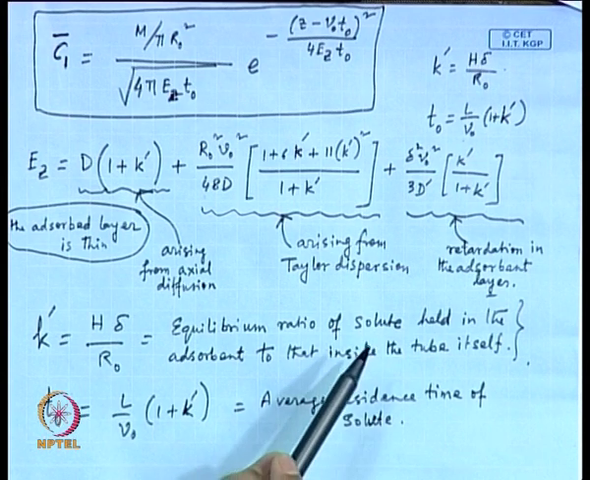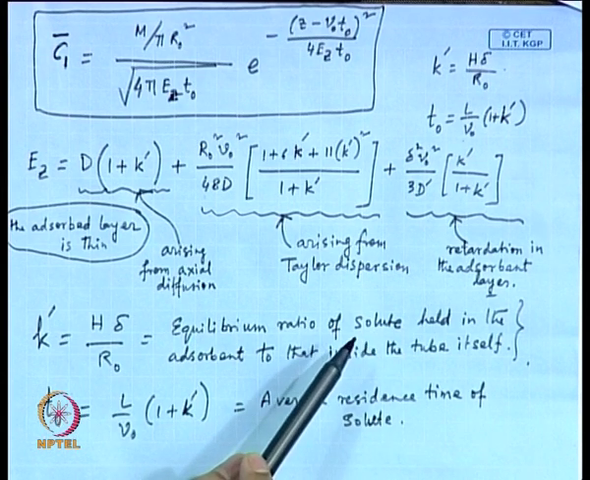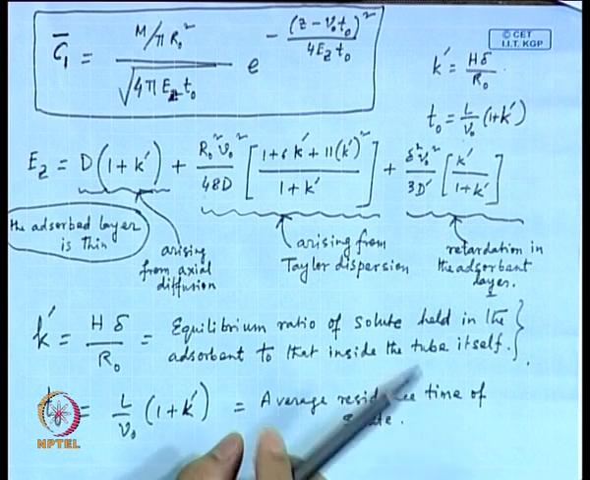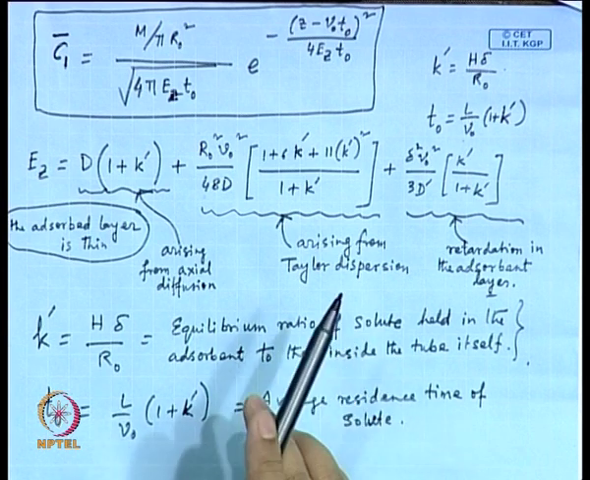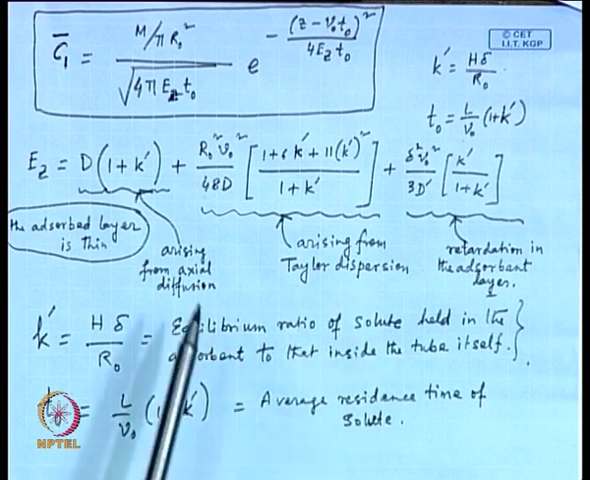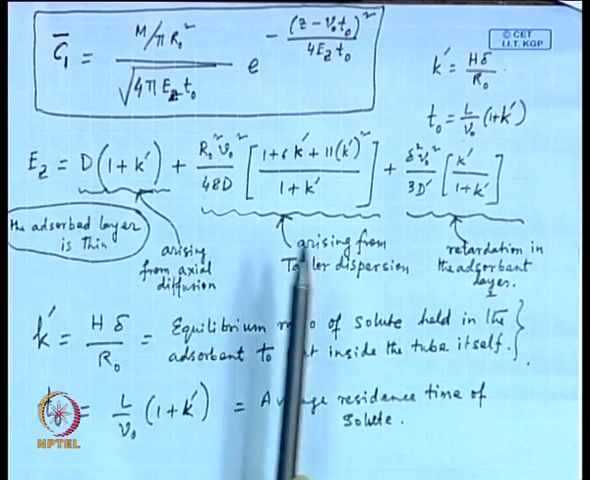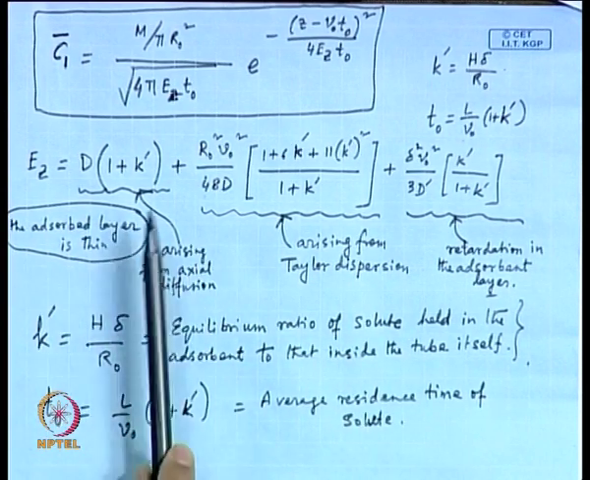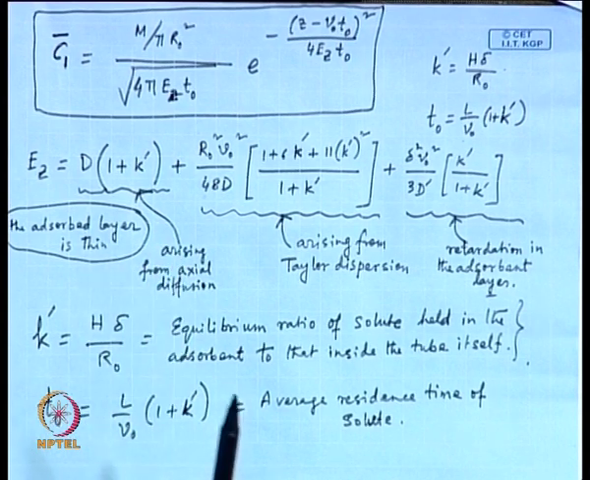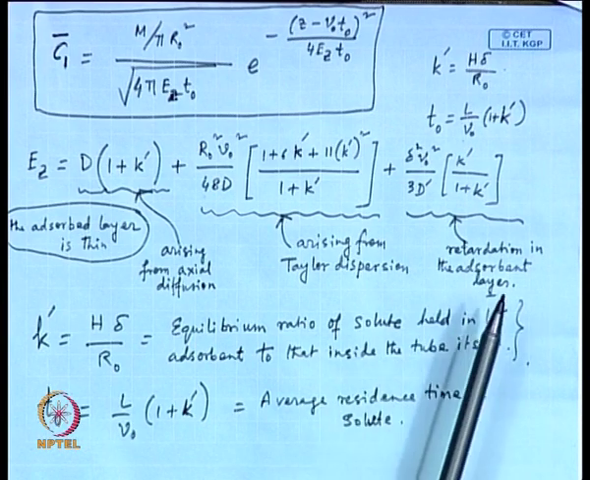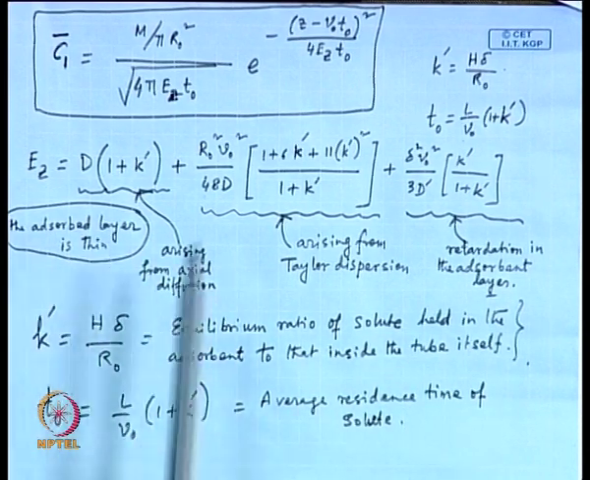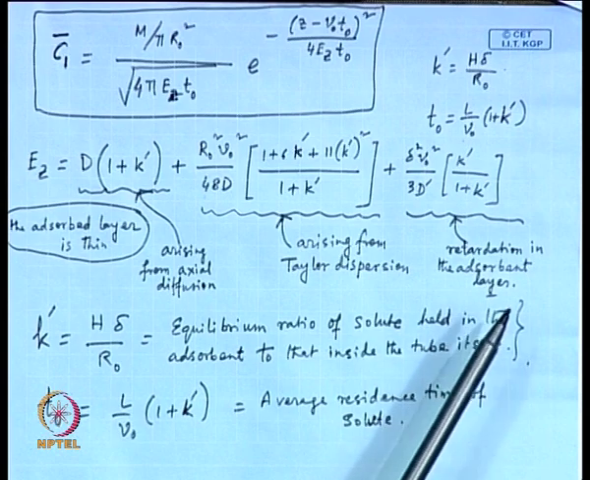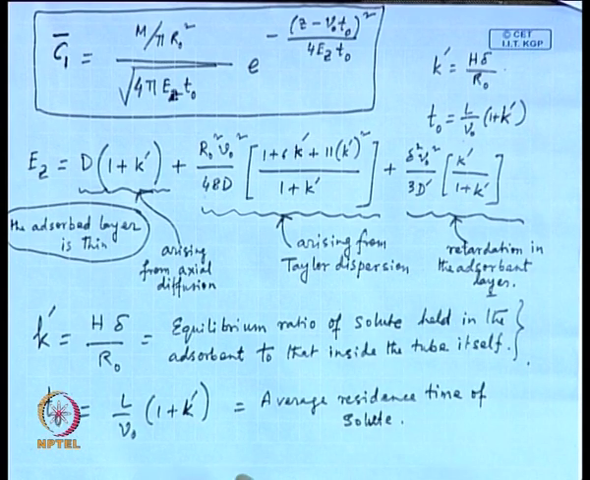Why is there retardation? Because you have this chromatographic effect present. So, this solute is getting adsorbed. So, this Ez is comprising of 3 different components. First component is arising from axial diffusion, the second component is arising from Taylor dispersion, and the third component is retardation in the adsorbent layer. And all these 3 components are contributing to the spreading of that peak, and what you want to do is minimize this spreading.